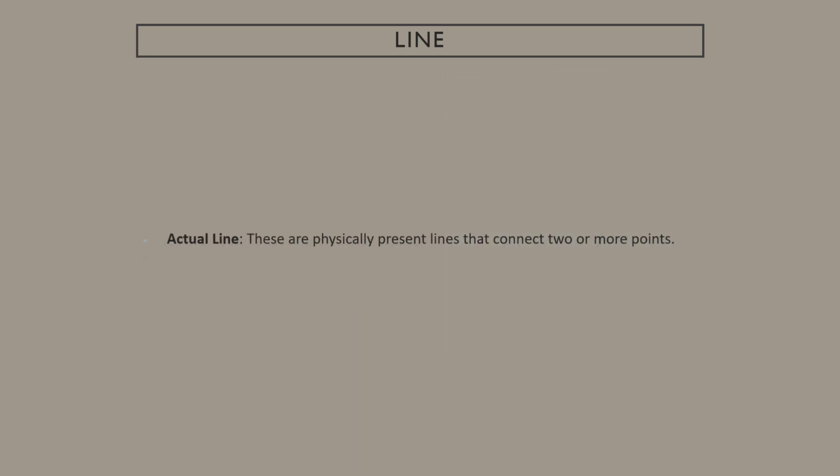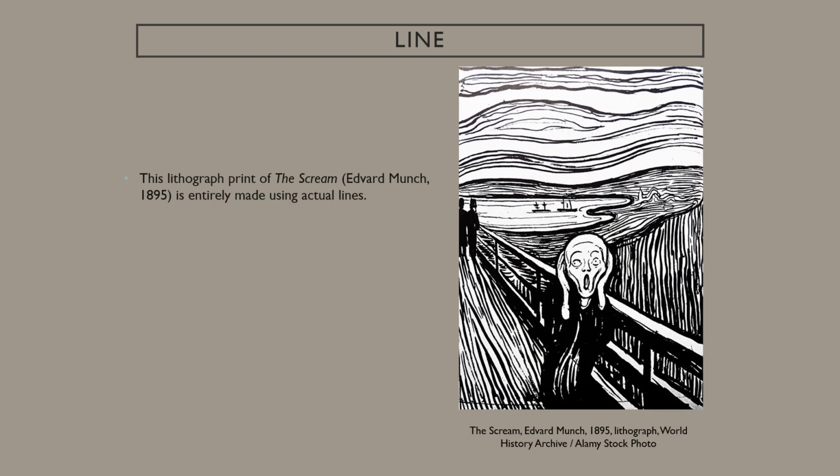So actual lines, again, it's just a physically present line that connects two or more points. Very simple, but again, it's kind of ambiguous because it's so simple. So the famous painting, The Scream by Edvard Munch, there was also a lithograph, right? And these are really heavy lines here. Everything is lined. There's not really any shading.